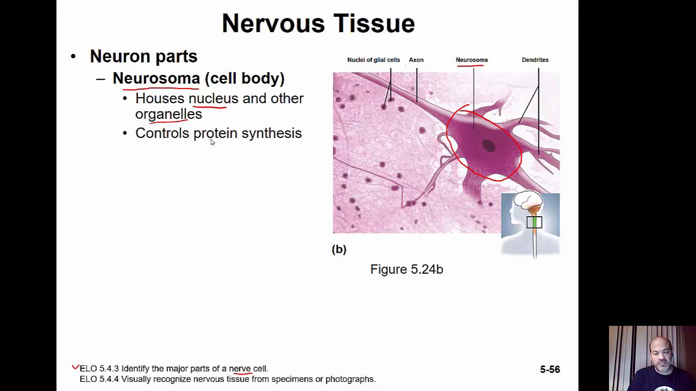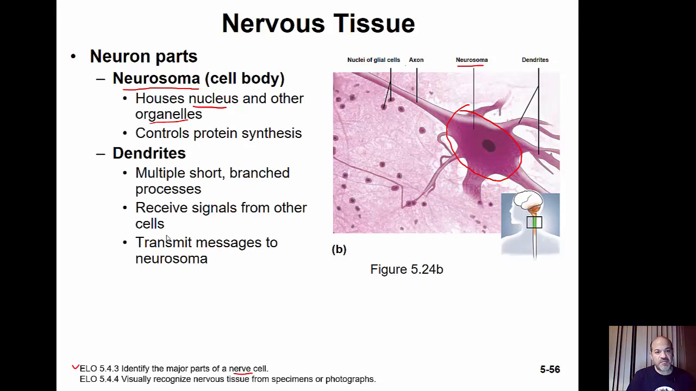And the nucleus helps control the protein synthesis. So control over protein synthesis occurs with the neurosoma. Then we have the dendrites. These are going to be multiple short branched processes. So this is pointing at some of the dendrites. They're here and right here and right here. All of these short extensions are the dendrites.